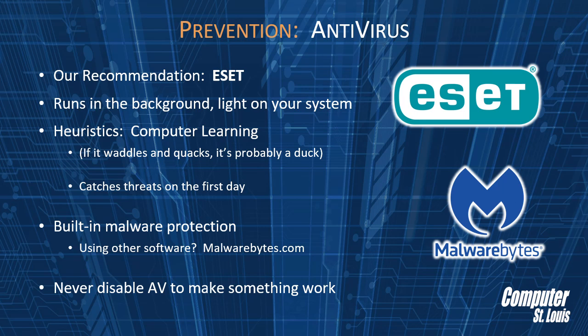So now if you're at home and you're worried and you just want to run a quick check, malwarebytes.com is a good place to go. You can download Malwarebytes and just run a full scan on your computer and then uninstall it. I recommend using ESET at home. There are other antiviruses out there that are good. You just want to make sure that it's got that heuristic ability.